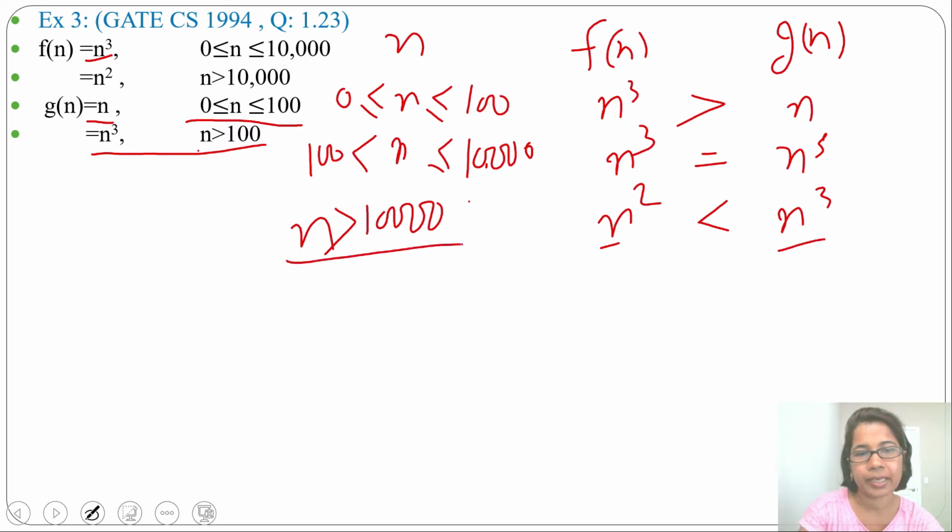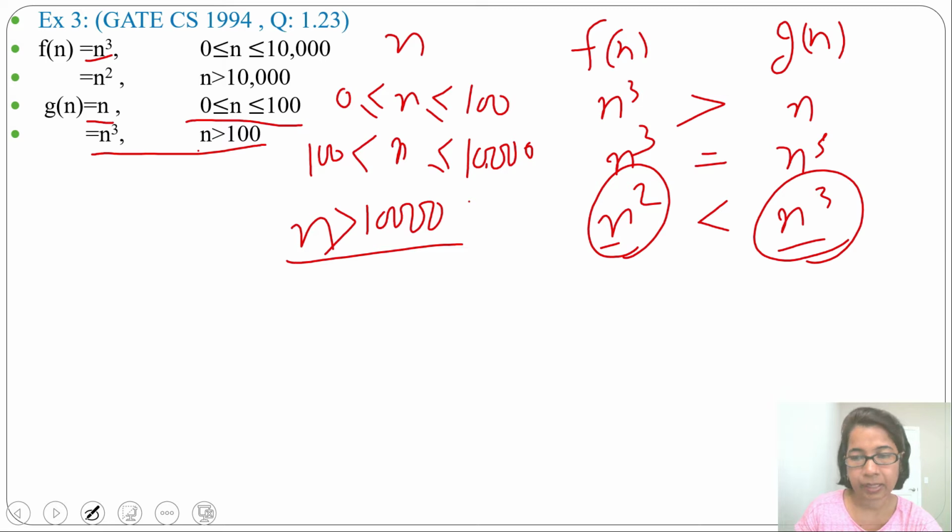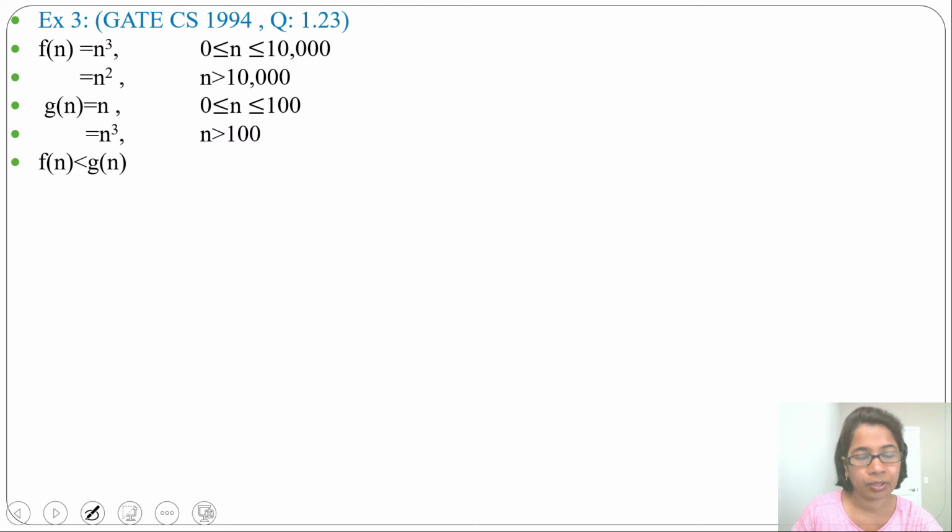When n is greater than 10,000 and up to infinity, f(n) will be n^2 while g(n) will be n^3. So if you consider the threshold as 10,000, f(n) will be less than g(n) after 10,000. Before 10,000, f(n) may be greater than g(n) or equal to g(n). But after 10,000, f(n) is less than g(n). So the order of growth of f(n) is less than that of g(n).